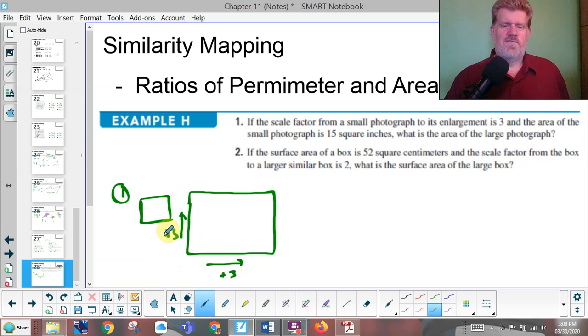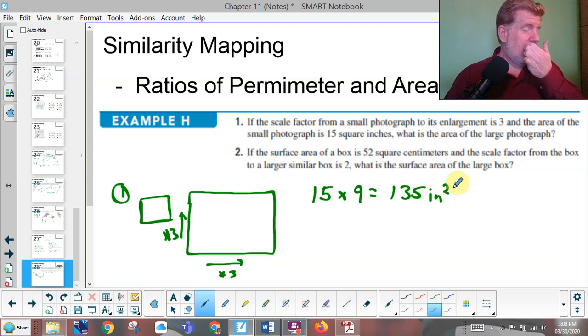So, if I make this side 3 times bigger, and this side is 3 times bigger, then the whole thing is going to actually be 3 times 3, 9 times bigger. So this is going to be 15 times 9. And 15 times 9, which I should be able to figure out in my head, but I'm a little tired, is 135. So that new photograph is 135 square inches, because it's really 15 times 3 squared.